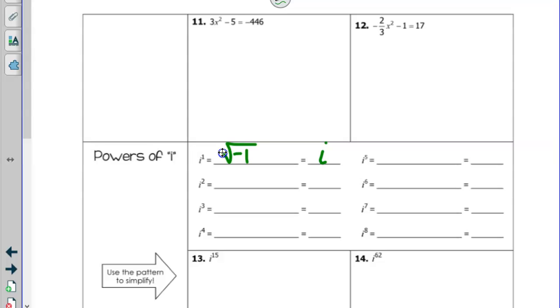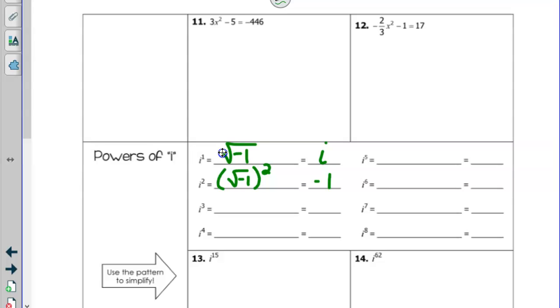If I do i squared, so I'm going to take this square root of -1, and I'm going to square it. Well, what happens to a square root and an exponent of 2? What do they do to each other? Cancel each other out, right? So what would we have left? -1, right? So if you remember that toggle switch, it moves back and forth between the real system, imaginary, real, imaginary, real, imaginary. So i squared is in the real number system because it's -1. It has an actual value.